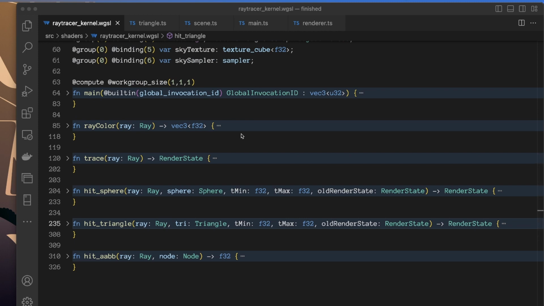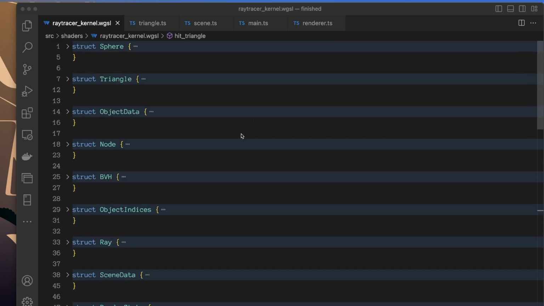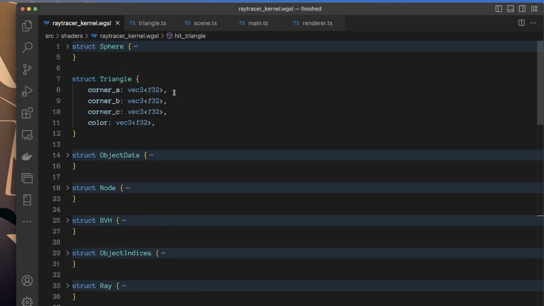I would recommend going in there, having a little look, but otherwise it's pretty similar to everything we've done in the past. I'll just make a little note. You may remember that I would also always talk about memory alignment when we're sending stuff to the GPU. We have this triangle. This triangle has 4 vec3s, 3 corners and 1 color.